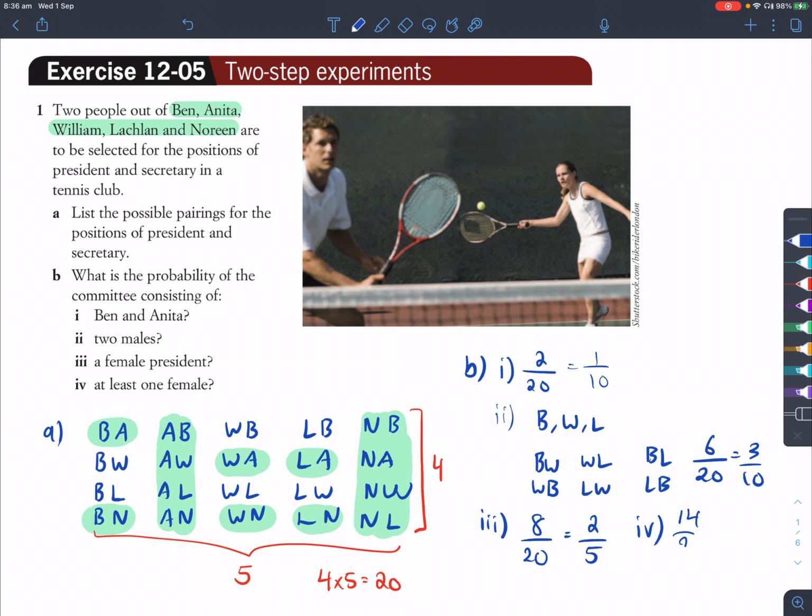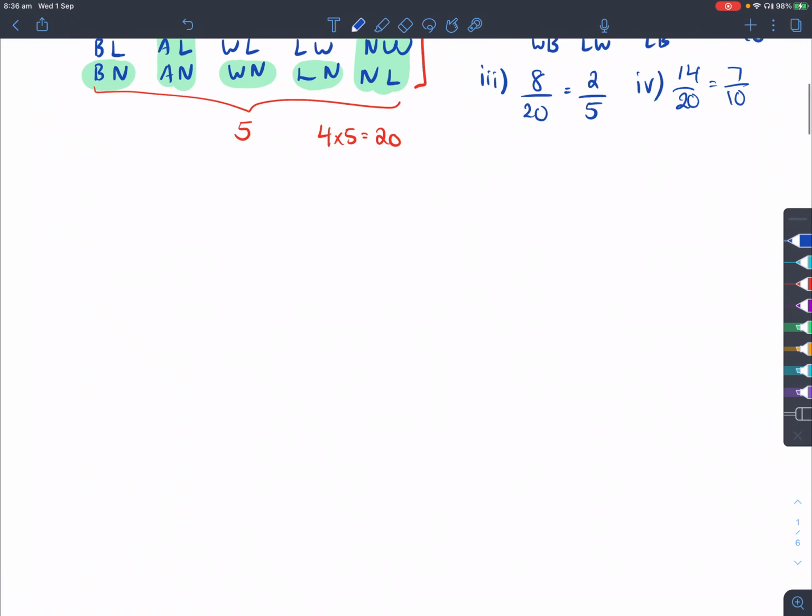And 14 out of 20 then simplifies to give you 7 out of 10 if we simplify that by dividing by 2. All right, let's have a look at the next question.